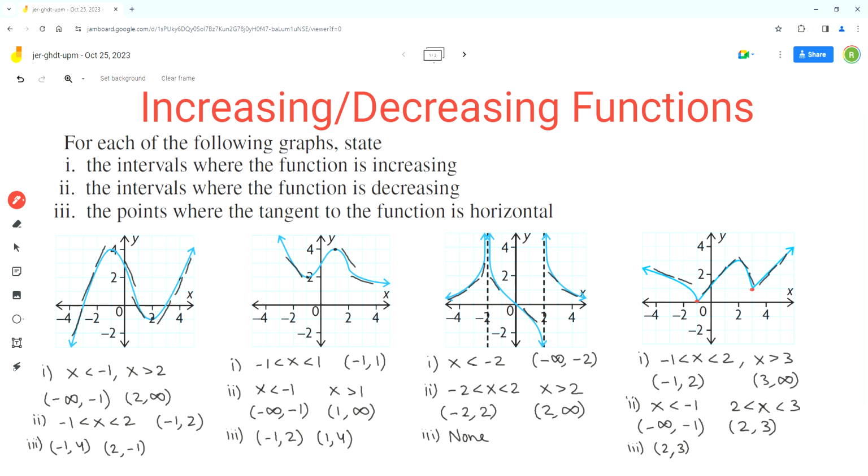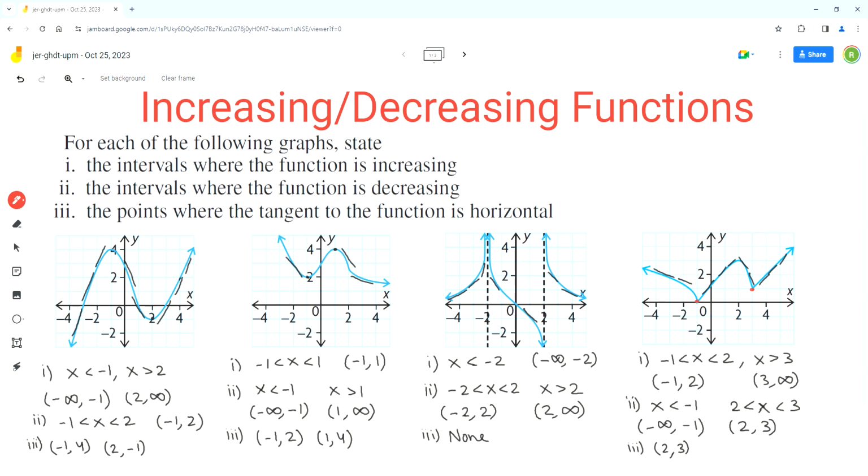So these are not points that form a curvy peak or valley. In this case, it's a valley. So these are sudden turning points. So that's why these are called cusps. And at these points, the derivative is undefined. So as a result, we cannot draw a tangent to this function at these points. So therefore, these points are not the points where the tangent is horizontal.